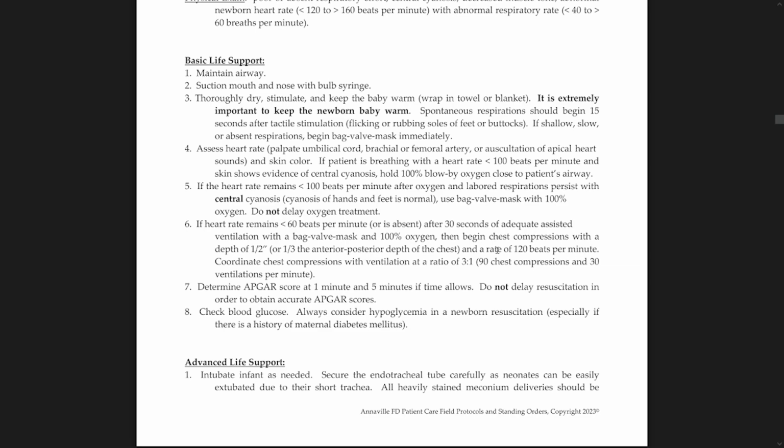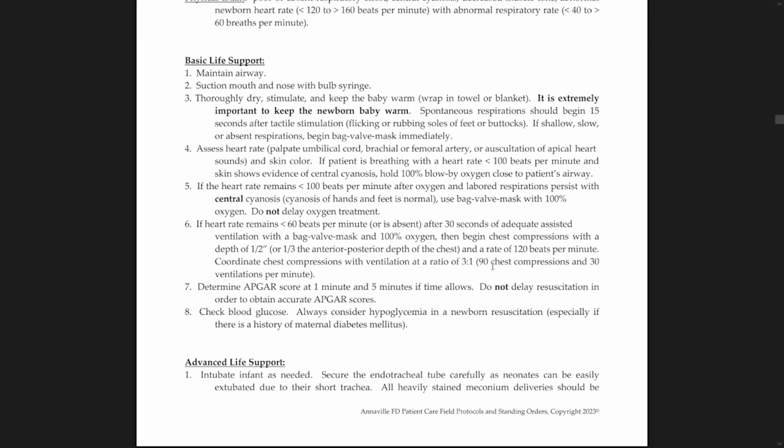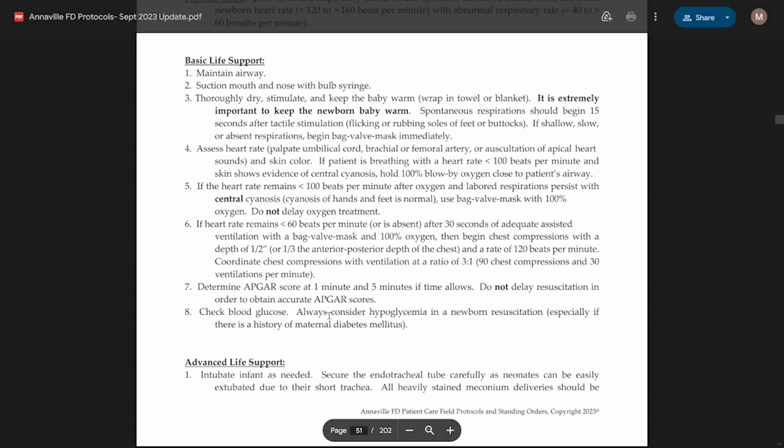You want to try to coordinate chest compressions with ventilation at a 3-to-1 ratio, but only if you have your partner. If for whatever reason you're doing it by yourself, just do the regular 30-to-2. 90 chest compressions and 30 ventilations per minute is ideal with the 3-to-1 ratio. You'll have a partner, so this shouldn't be an issue.